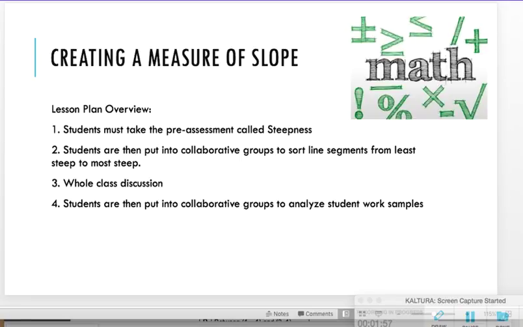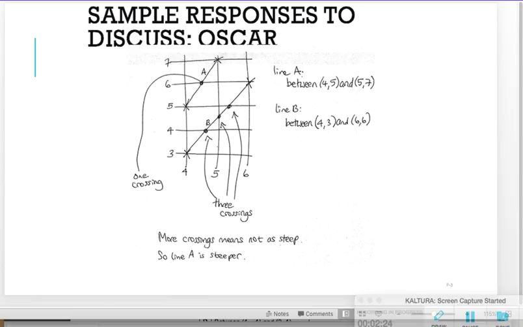After that, they came together as a whole class, and they discussed and shared their thinking and the conversation that occurred in their groups. The teacher asked questions to facilitate the lesson and also push their thinking a little bit further. The students then went back into groups and they were given student work samples in order to analyze them. The first work sample is right here.